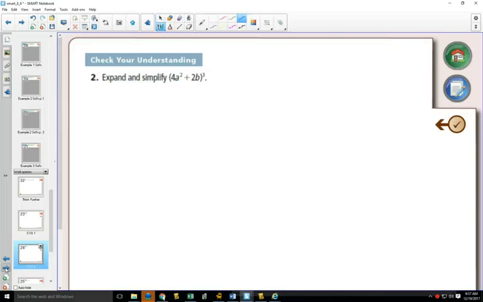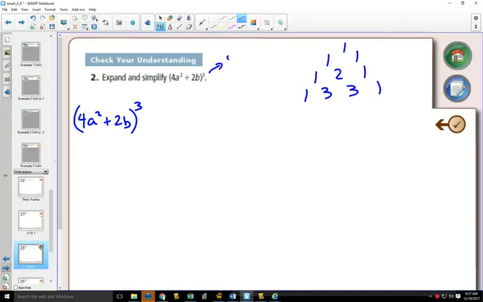So we're going to expand 4a squared plus 2b to the power of 3. Well, to the power of 3 will mean how many terms? 4 terms. So we go to Pascal's triangle. Where we have 4 terms.